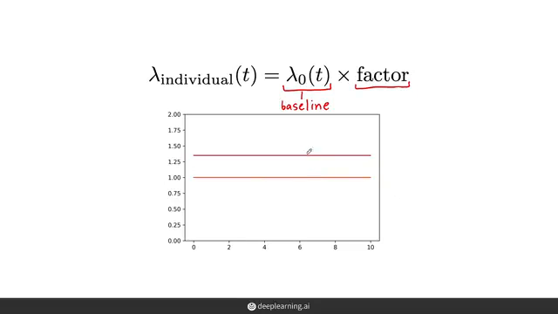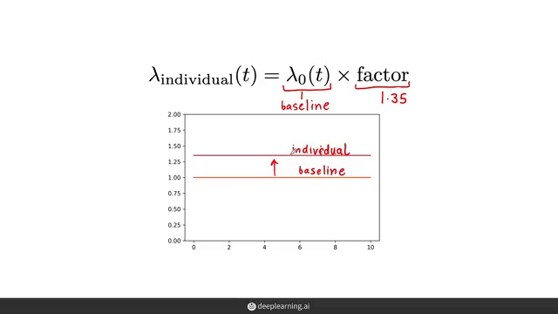So we have our baseline here represented by the orange line. This specifies what the hazard curve looks like for the population. And then this is saying to get to my individual hazard, which is the red line, I'm going to multiply this baseline risk by some factor. And here we're going to have the factor 1.35 and use that to multiply this curve by 1.35 to get our individual estimate for the hazard.